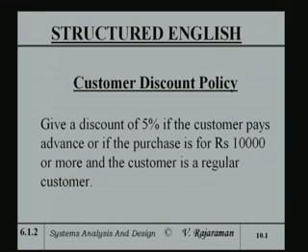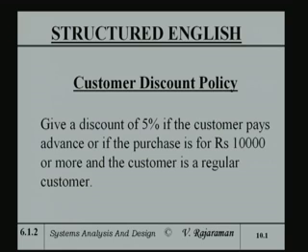If you look at this, the action is giving a discount, whereas the conditions to be tested are: customer paying advance, purchase order greater than or equal to 10,000, and customer is a regular customer. In other words, three different conditions are involved in this, and the action is either giving a discount or giving no discount.